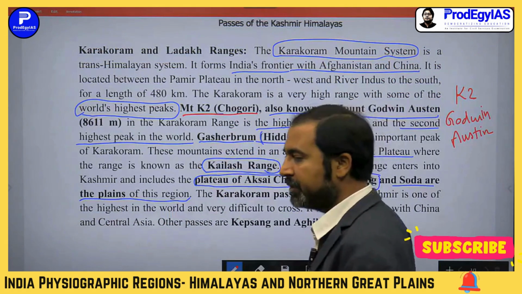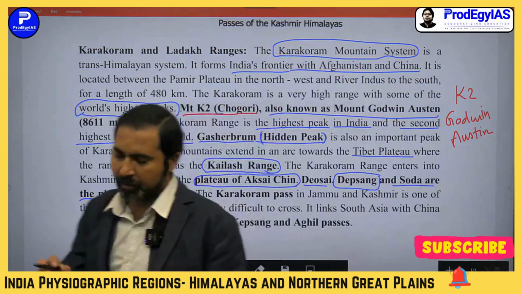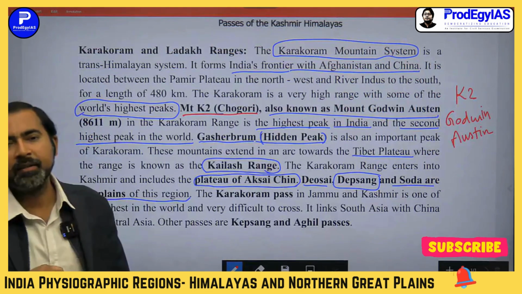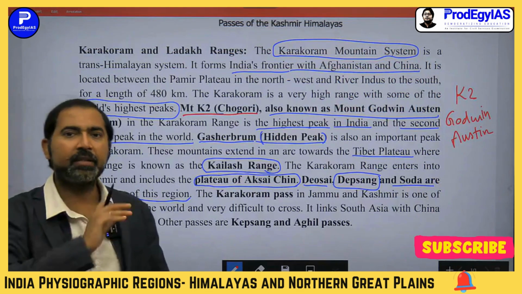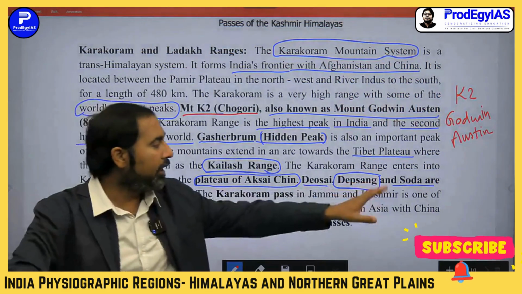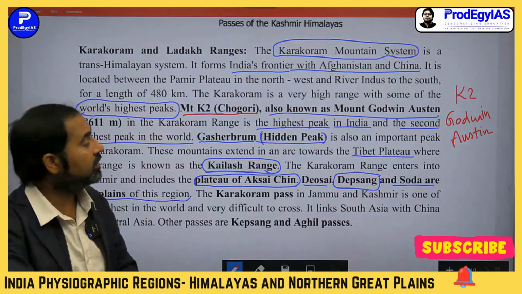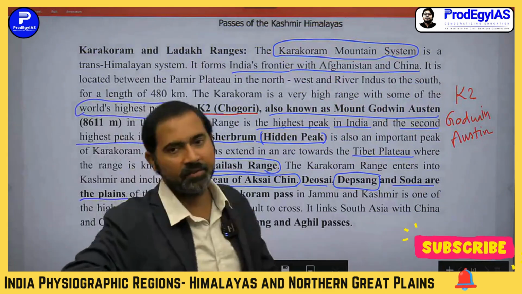How are these plains made? You know that while studying exogenetic forces, we learn that there are plains made by glaciers. So these are glacial plains. These Deosai, Depsang, and Soda plains are glacial plains, meaning they are made by glaciers, right?